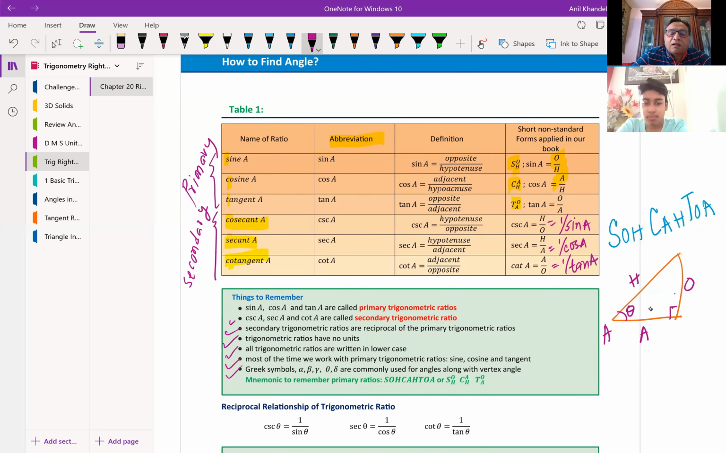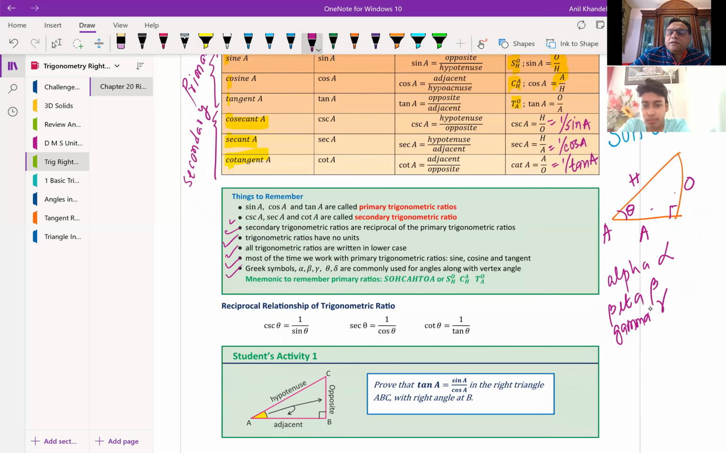Greek symbols: alpha, beta. Let me write down clearly. Alpha, A-L-P-H-A. Alpha is this, right? Beta is beta. Gamma, theta, delta.